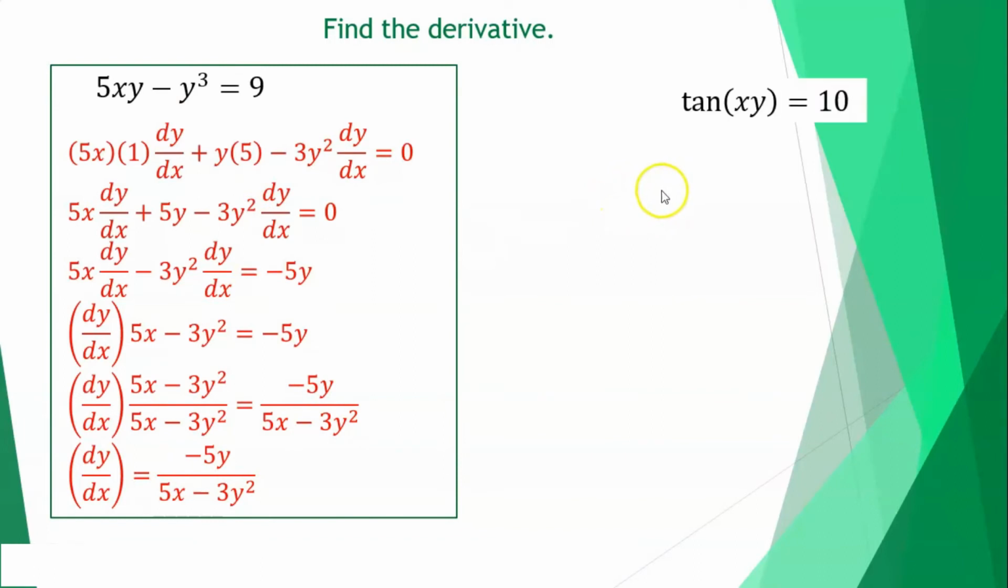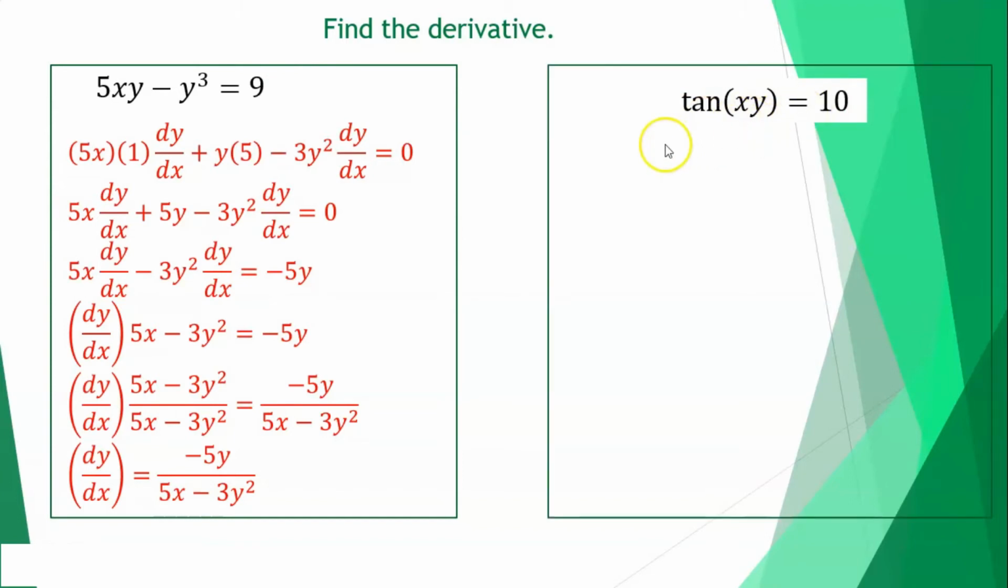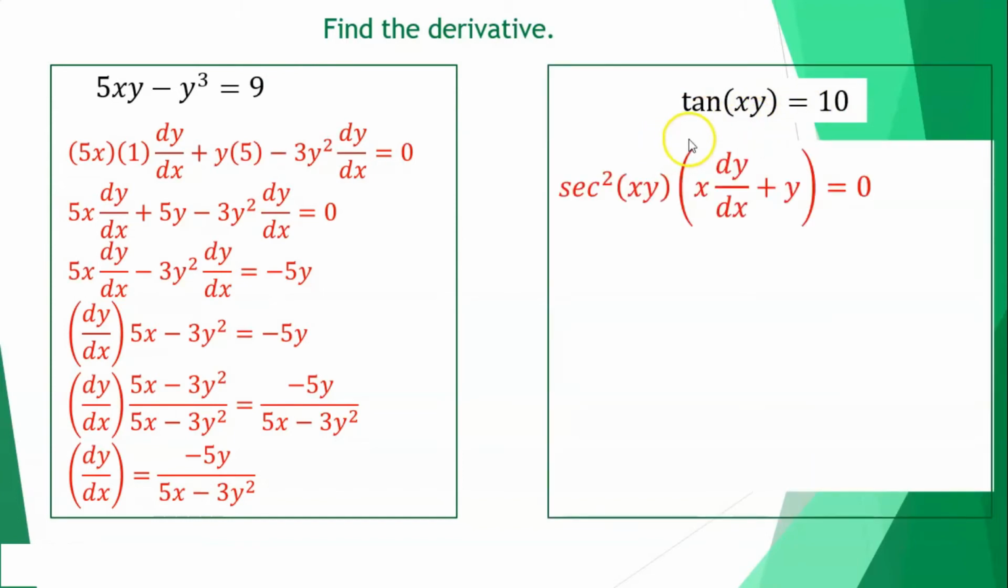Okay, another example. Given this, what is the derivative of tangent xy equals 10? At this point, take note, the derivative of tangent is secant squared. Copy this, xy. Then get the derivative of the angle, xy. So copy x, derivative of y is dy/dx, plus copy y, then derivative of x is 1. Then the derivative of 10 is 0.